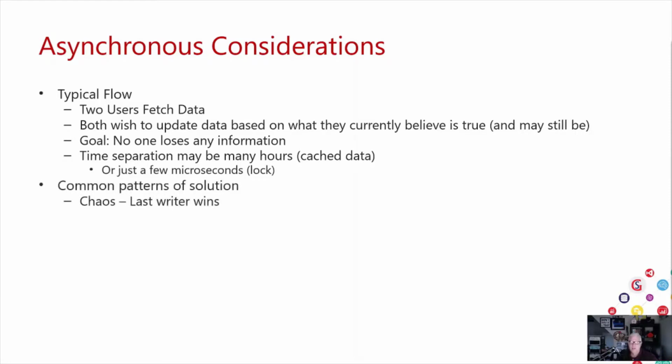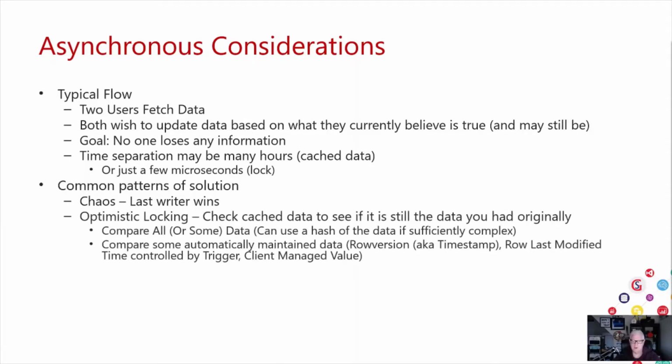So what are ways that this is handled? One is chaos, and we just let the last writer win. This is a possible solution that's not as bad as it sounds for some types of problems. Sometimes it's okay that we lose the data. But remember, our goal was no one loses any information. So let's skip past that one. That's probably not the answer we're looking for if that's our goal.